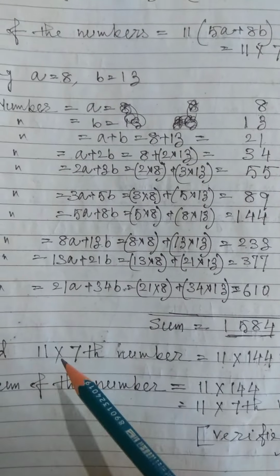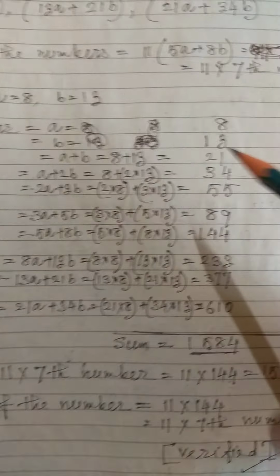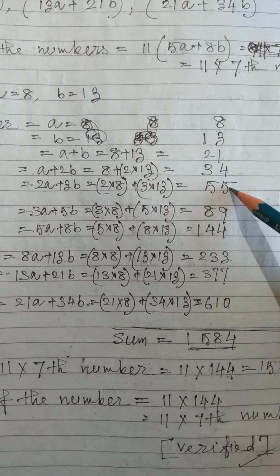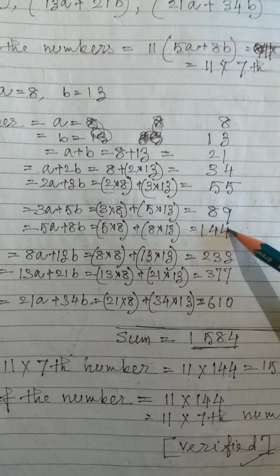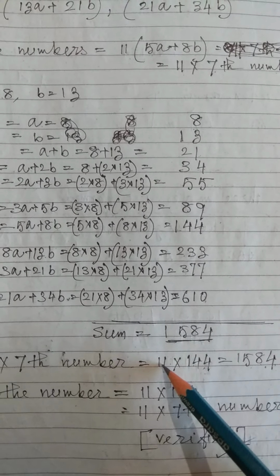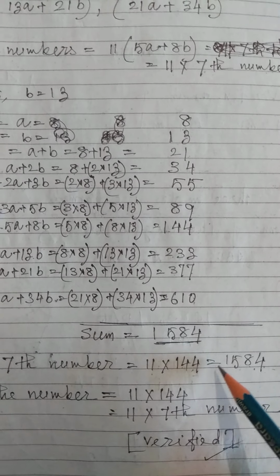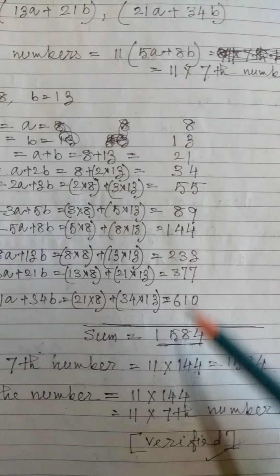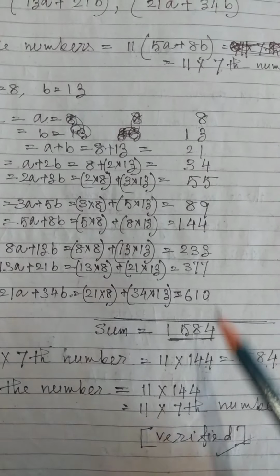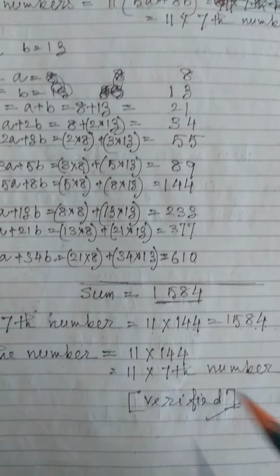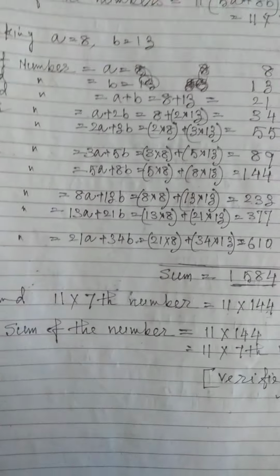Now 11 times the 7th number. Counting 1, 2, 3, 4, 5, 6, 7, 144 is the 7th number. So 11 times 144 is equal to 1584, which is the same as the sum of these 10 numbers. So this is the verification that the sum of these 10 numbers equals 11 times the 7th number. Thank you.